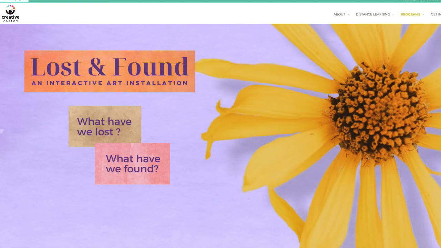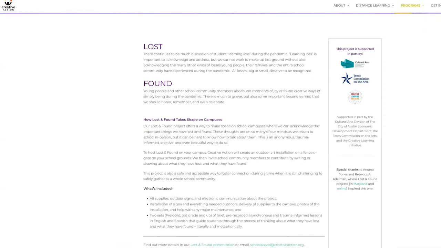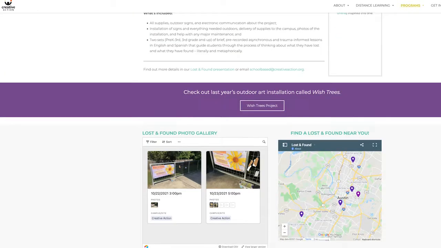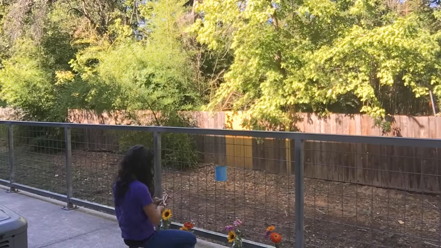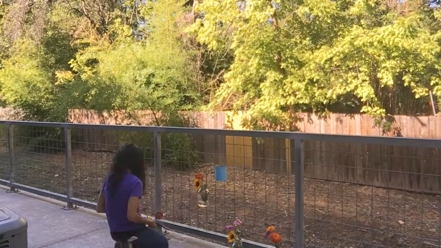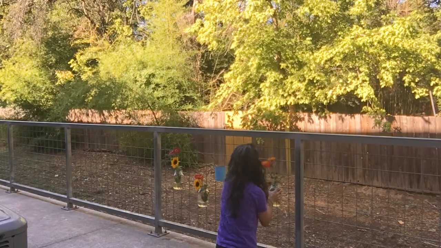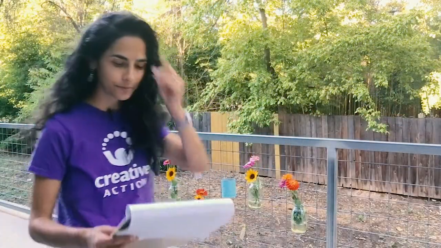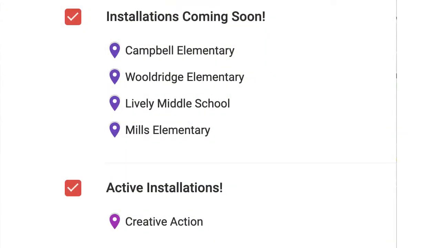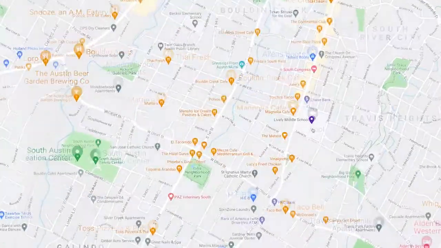In Creative Actions Lost and Found, we've made an art installation at your school to remember and honor all different kinds of things that people in your school community have lost and found over the past year or two. The one at your school will look kind of like this. Maybe not exactly the same, but it'll be kind of similar to this. We are doing this project at schools and places in the community all around Central Texas this year.